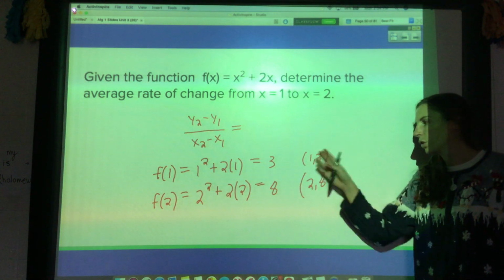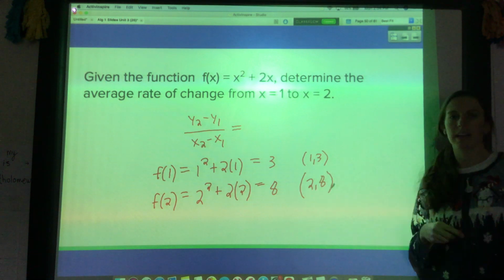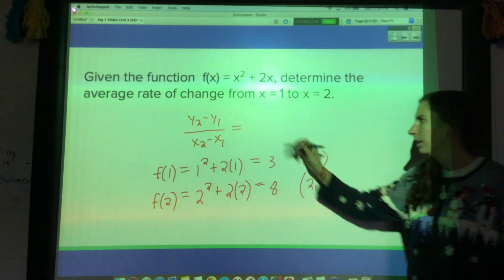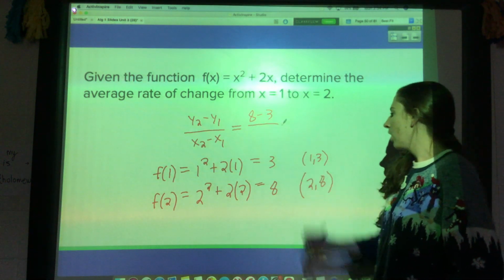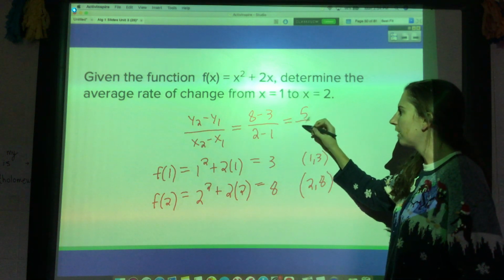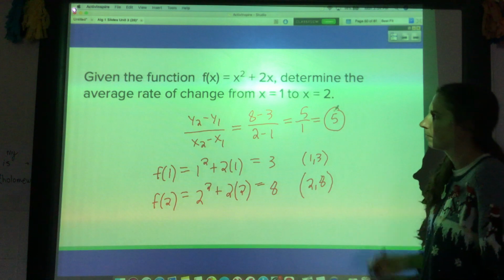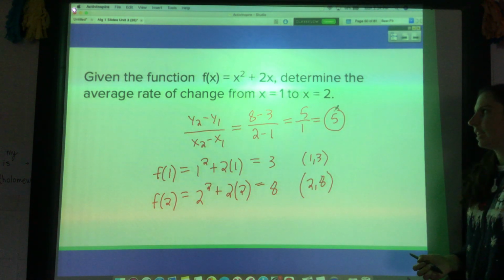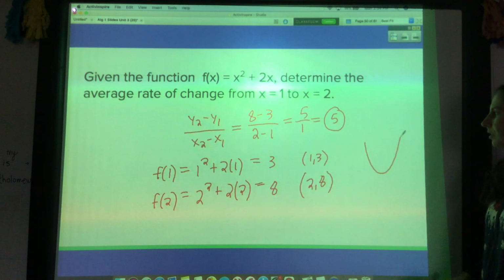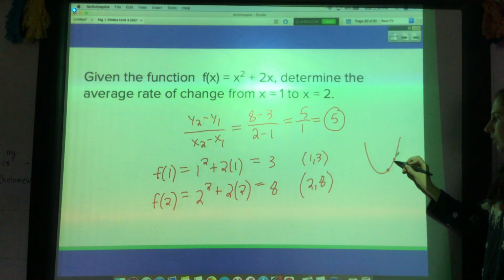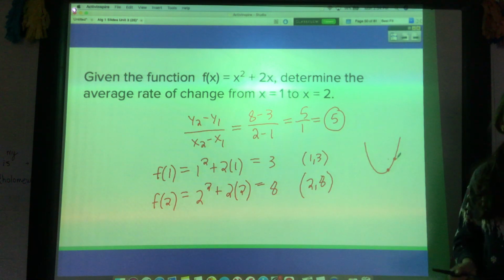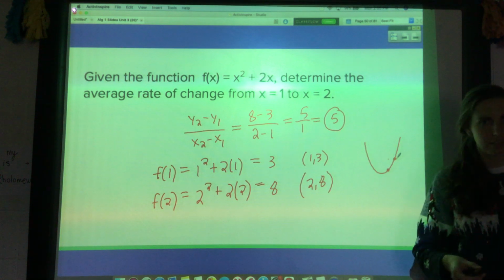Now I have full coordinates. I have the y values that go with the x values. Now I can just do the formula, y2 minus y1, 8 minus 3, over x2 minus x1, 2 minus 1, which is 5 over 1, which is 5. What this tells me is that this graph is a quadratic, so it looks like this. But from where x is 1 to where x is 2, it goes up an average of 5 over 1 on that interval. And you could graph it and see that as well if you wanted.